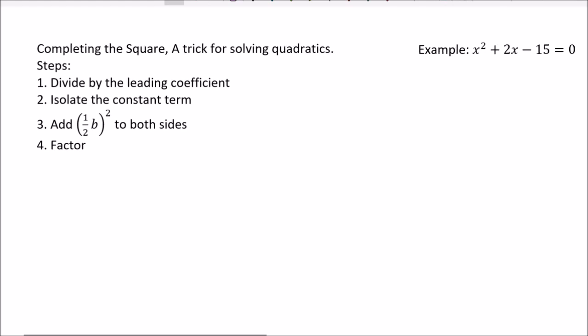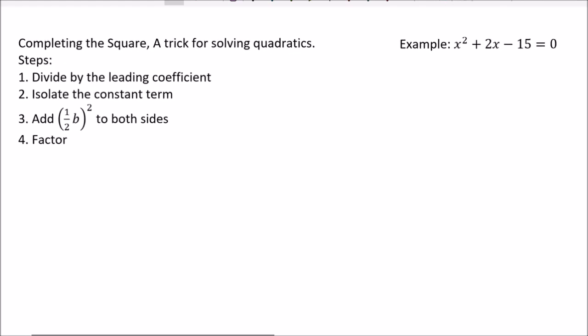And so there is a method that will work every time. It's called completing the square. And here it is. All you do is you divide by the leading coefficient, isolate the constant term, add 1/2 b quantity squared, and then you factor it out. We're going to do a couple of examples here because it may be really hard to track with this. If you're taking notes, pause the video. You probably want to write this down because we're going to try to track these steps as we go over here. Okay, so I'm actually going to index them on the first one.